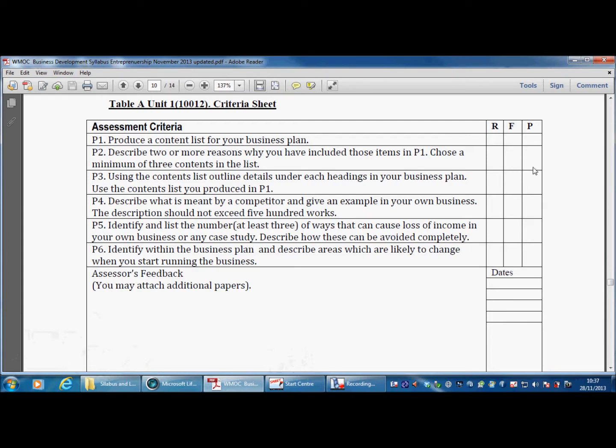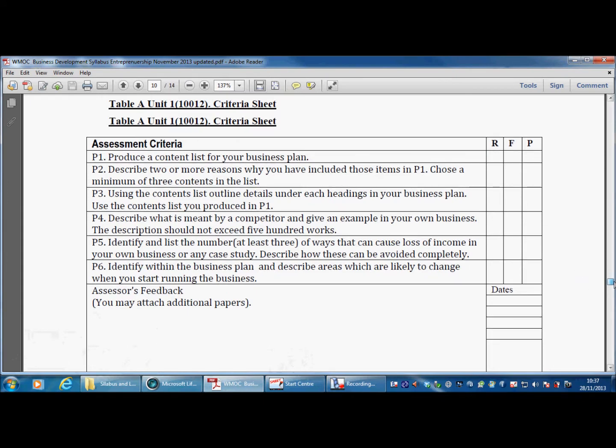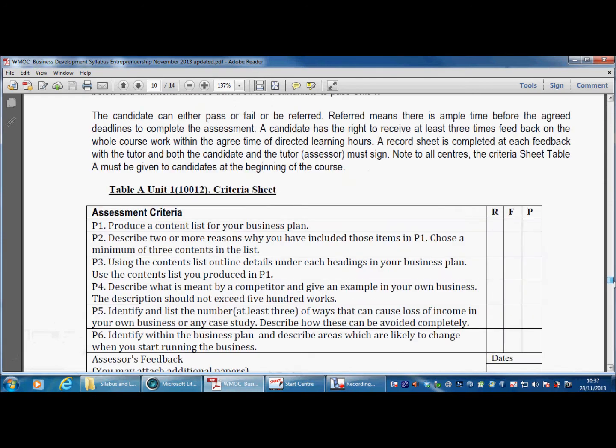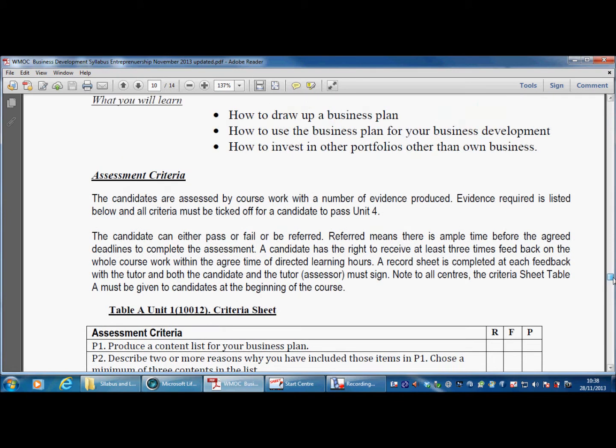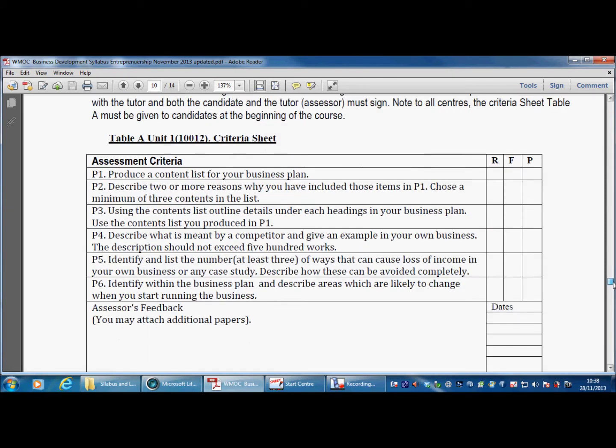We continue with Unit 4, Business Planning, and in this session we're going to cover the elements of P4, P5, and possibly P6. Let me have a look. P6 will include a little bit about investing in other portfolios. This is where things change. But I think much of the stuff that we're going to cover will be P4 and P5.